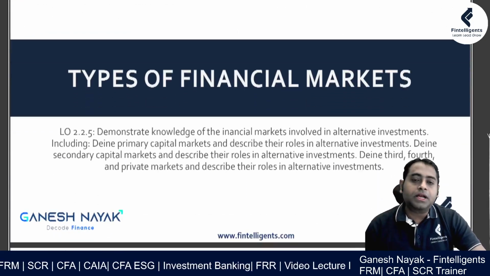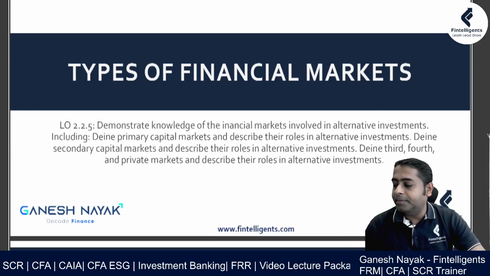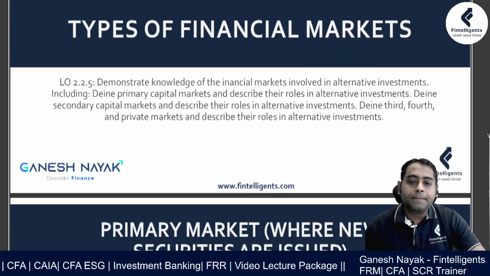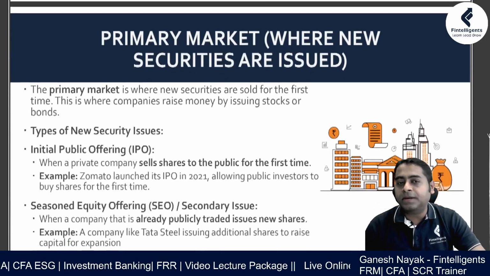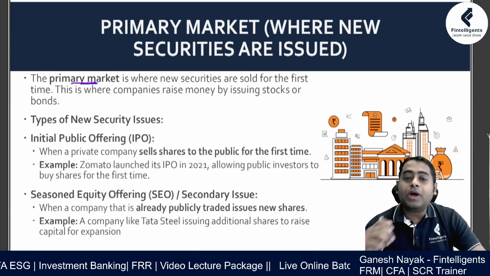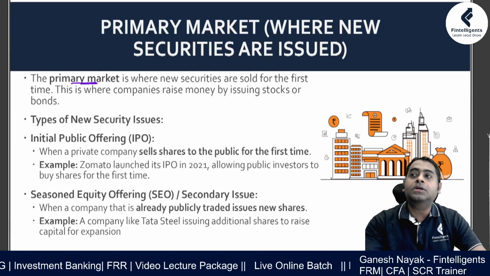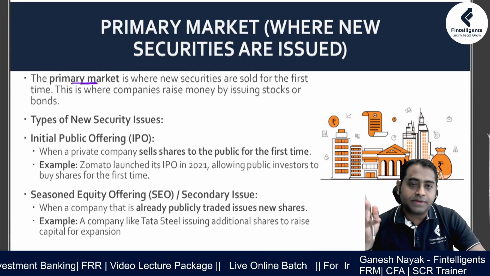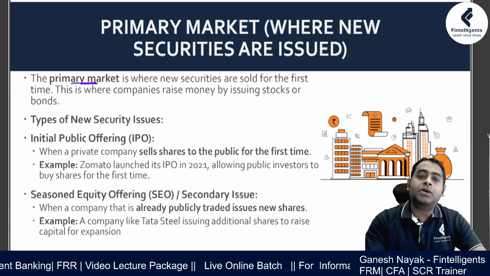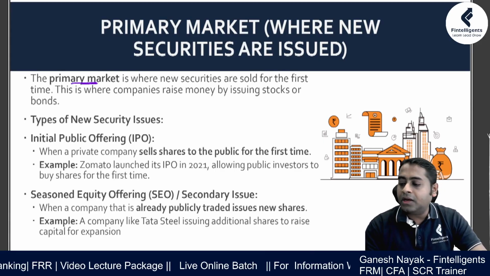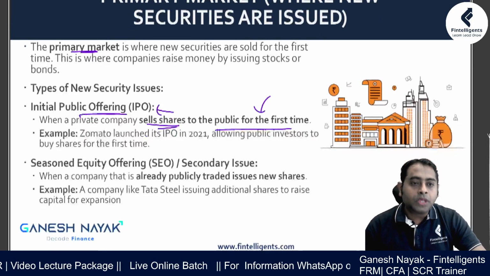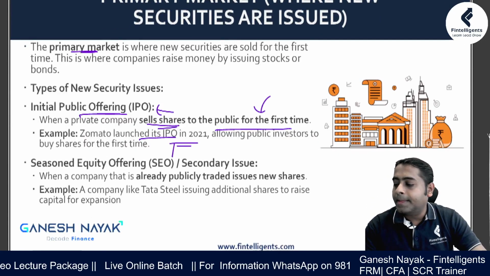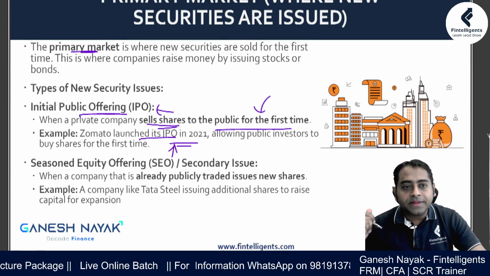Types of financial market. One more learning objective. We'll try to complete it as soon as possible. Primary market. We have already talked about this in one of the previous chapters, right? What is the primary market? Where you actually issue the security directly to the investor. You basically sell it to the investor. This is where the new securities come. So an IPO is happening, where suppose DMart is going and selling shares to the public for the first time. Zomato has already done that IPO. Swiggy has also done the IPO.